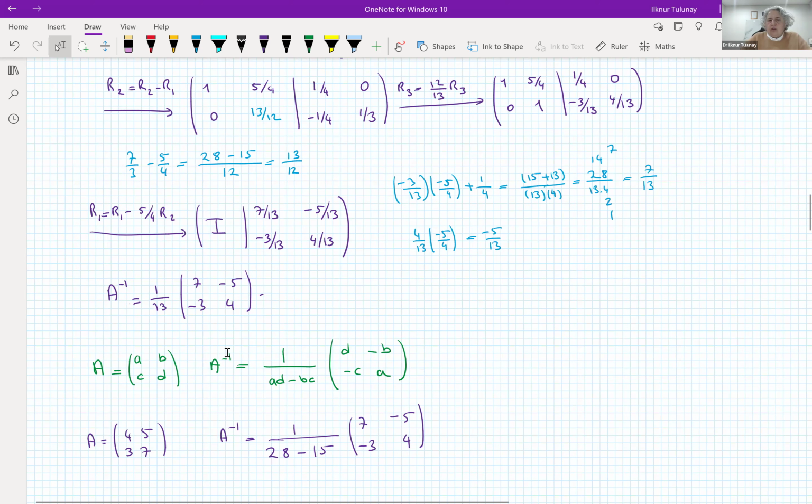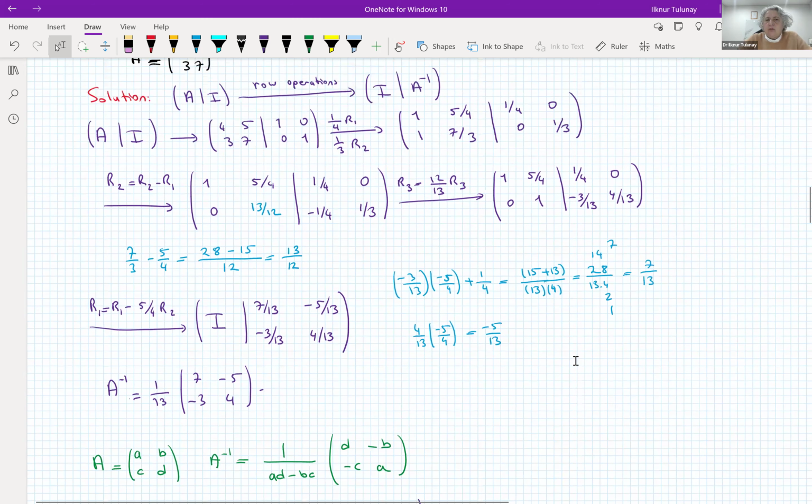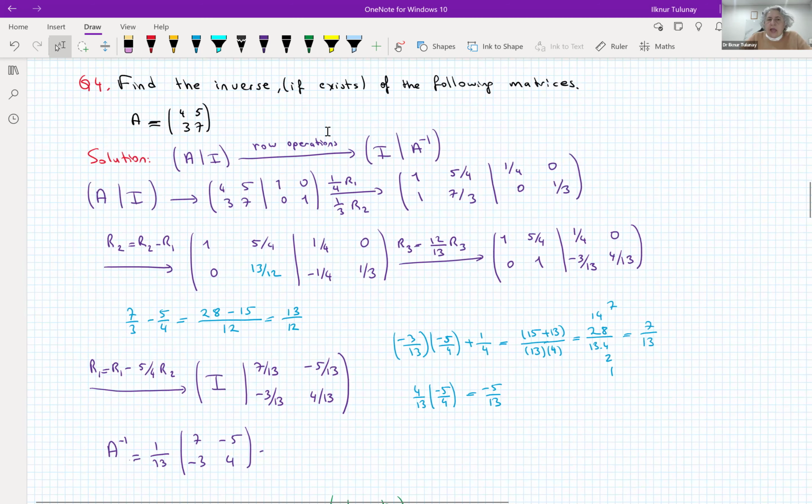Now, this is a formula in general you can apply, but in this case, we would like to practice how we find the inverse by using row operations. That is, you first create an augmented matrix, with A on the left-hand side and the identity matrix on the right-hand side. Then you apply the row operations. In the end, with the row operations, you want to achieve an identity matrix on this side. When you end up in your calculations, naturally, you will find A inverse on this side.